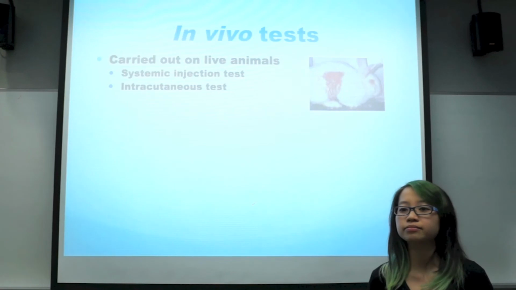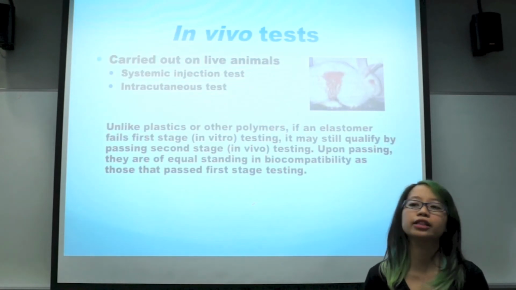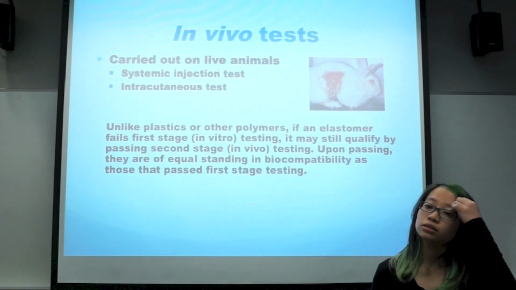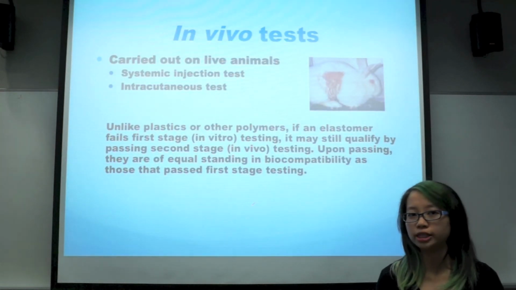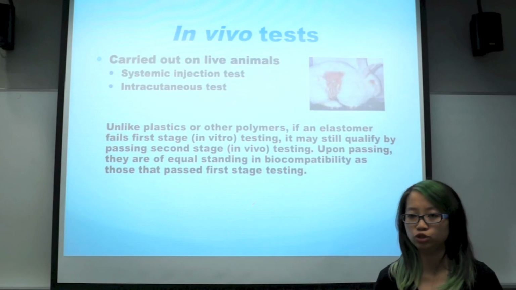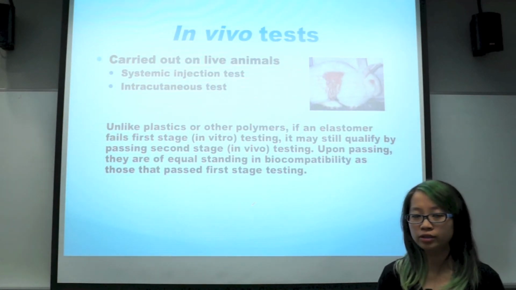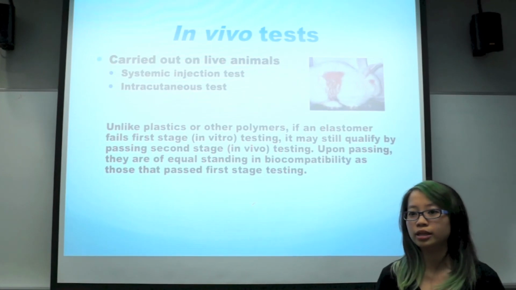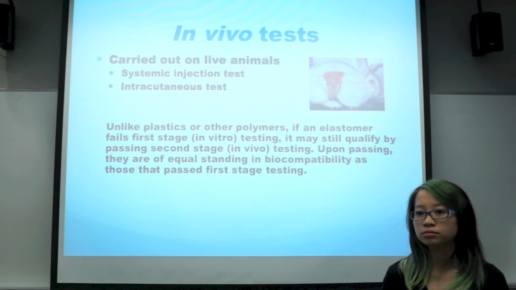Like in this rabbit over here, you can see that it has severe erythema, which of course the material will fail. One thing to take note of is the fact that unlike other plastics or polymers, elastomers can pass the test. Elastomers can pass biological testing either via in vivo or in vitro method, which means to say that if it fails the in vitro method, it can still pass if it passes the in vivo test. So either way, that's how it works for elastomers.